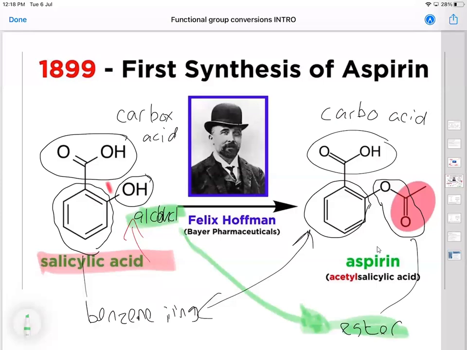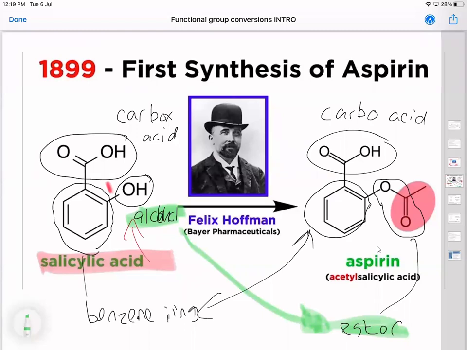So what happened? Was it oxidized, or how did the alcohol go? You'll see later. So this is precisely what we're going to do. We're going to learn the functional group conversions. We're going to learn how to convert an alcohol into an ester, and we're going to learn the conditions, and what chemicals we can and what chemicals we can't use.